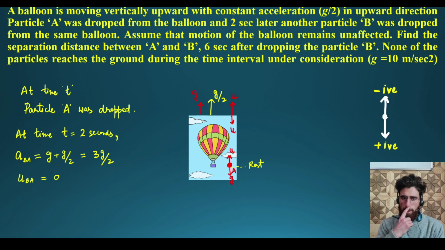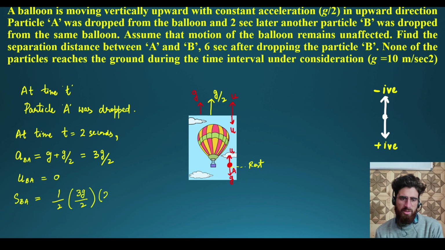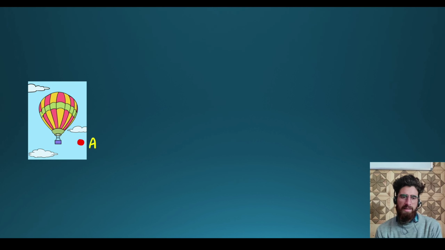and that's going to be 0. So for the separation, we will use the second equation of motion. Separation of the balloon with respect to particle A in 2 seconds is going to be: first term is going to be 0, plus half of the acceleration, 3g upon 2, multiplied by the time under consideration, which is 2 seconds, so it will be 2 squared. This 2 squared and the bottom 4 is going to get cancelled. So the separation of the balloon with respect to particle A in 2 seconds comes out to be 3g. Right? So let's take the next slide.